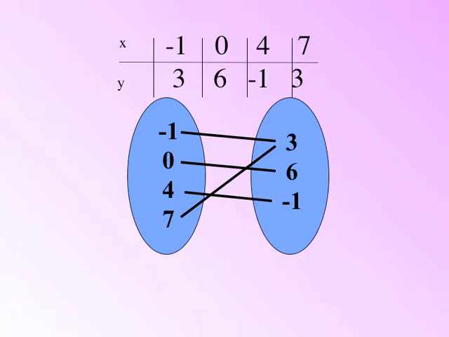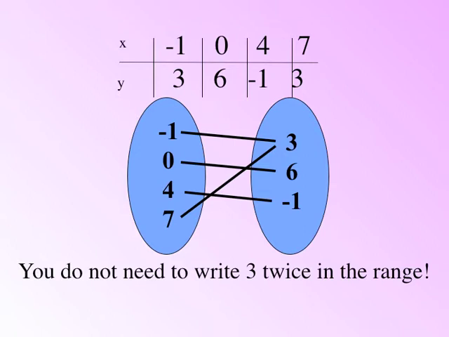And there's the mapping diagram. Notice in this mapping diagram, both -1 and 7 in the x values match with 3 in the y values, because if you look in the table, -1 and 3, and 7 and 3. But we don't write 3 twice in the range, we just list it once and make 2 arrows going to it.